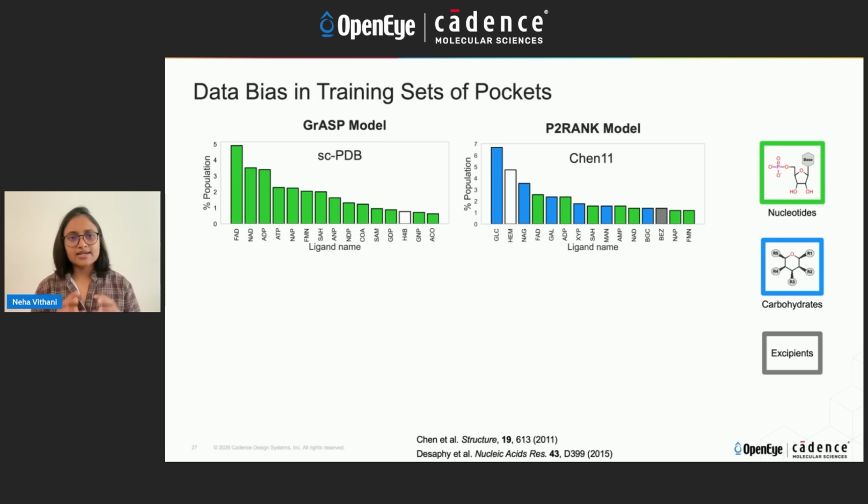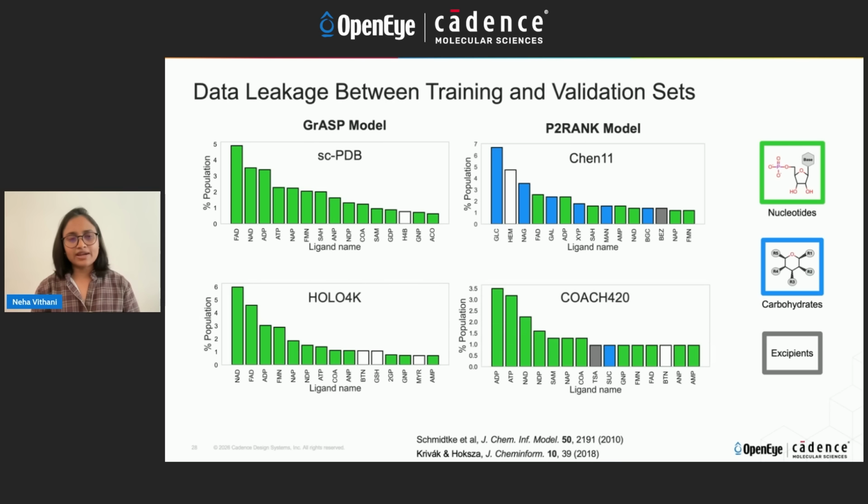Both these training datasets are heavily biased towards certain types of pockets. The scPDB dataset is dominated by pockets that bind to nucleotides, and the Tran11 dataset is heavily biased towards pockets that bind to nucleotides and carbohydrates. These models were not only trained on biased datasets, they were also validated on datasets that show similar bias towards pockets that bind to nucleotides. This results in data leakage between the training and validation sets and inflated success rates.